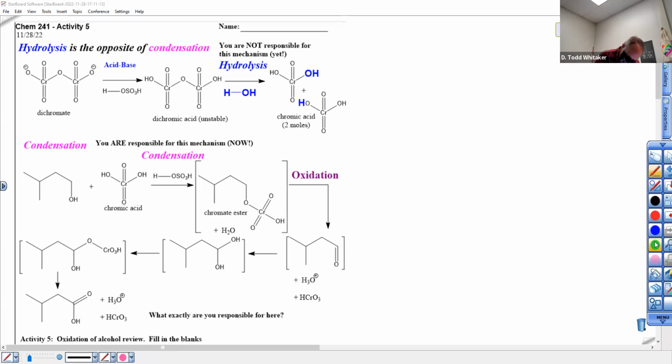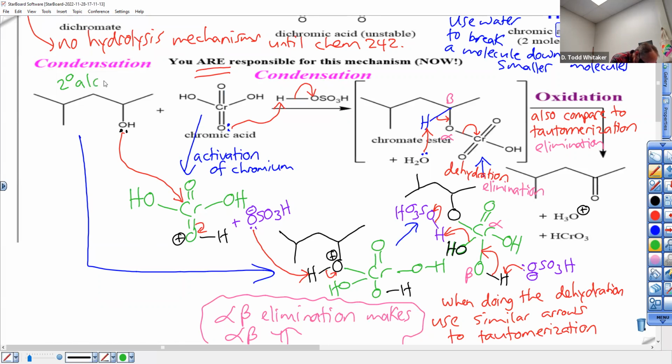I want to point out that our previous example was a secondary alcohol. And the result, you don't have to copy that, when you're done, was a ketone. So that's one thing you have to know for sure. And you have to be able to do that whole mechanism on that screen. Right there.